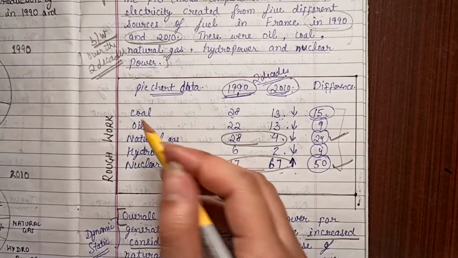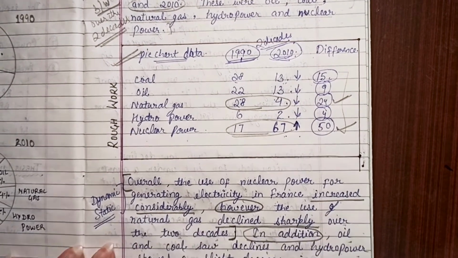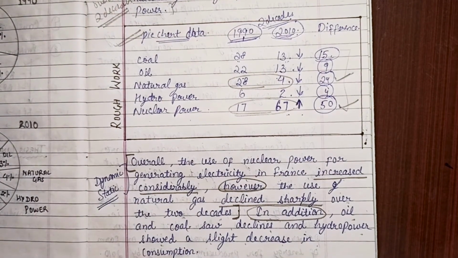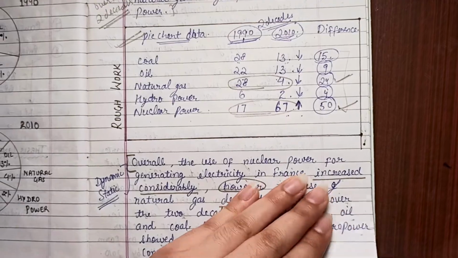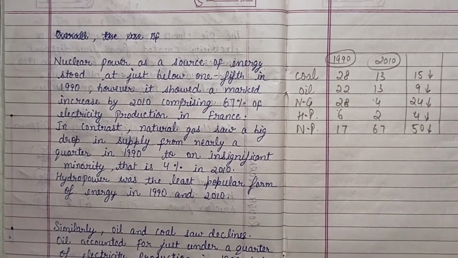With the help of a table, you will be able to write the overall very effectively. So use this technique to write the overall for the pie chart, especially for the pie chart. Moving on to the BPs. So here is the BP.